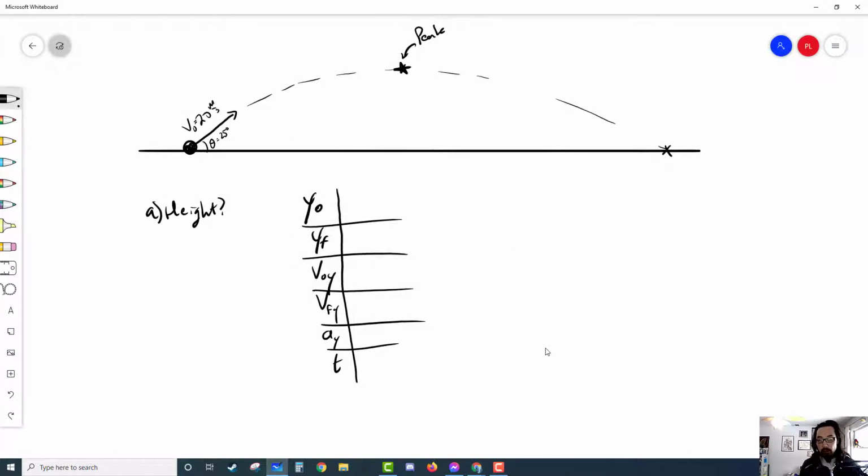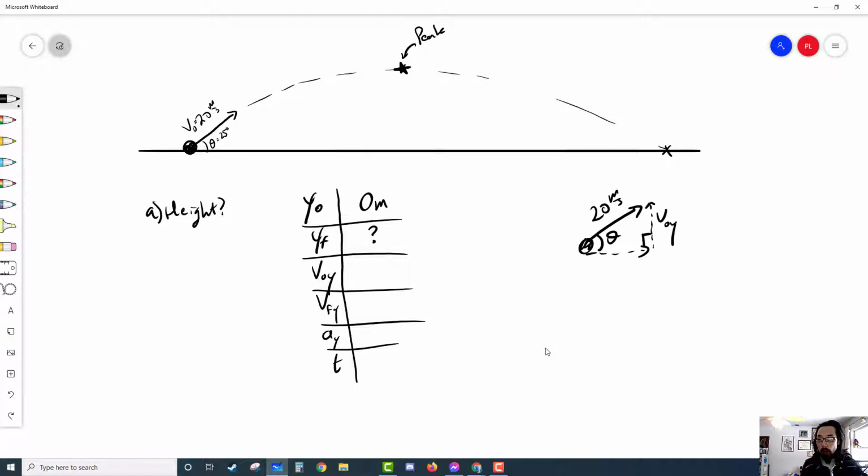So let's go through this. We know that we started off the ground, so our height is going to be 0. Our y final, that's our question mark. We don't know what that is. We're trying to solve it. Our v initial y, we know this. Okay, so I'm going to do a little sidebar over here. If we have an object that's moving with 20 meters per second, and this is our angle theta, we need to create our x and y components.